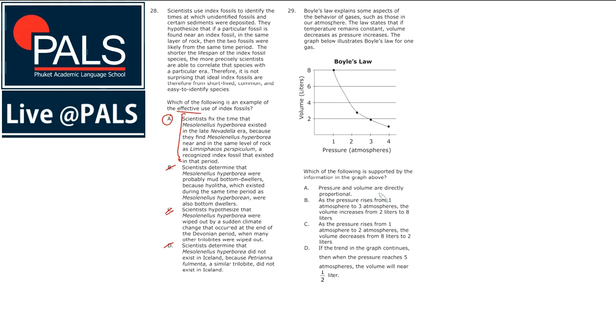Pressure and volume are directly proportional. Directly proportional means this. So no. As the pressure rises, when one doubles, the other doubles as well. But this is not the case here. As the pressure rises from 1 atmosphere to 3 atmospheres, the volume increases, no, the volume decreases.